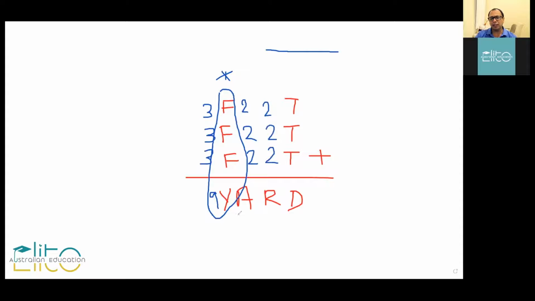I will not write the values of ARD as yet because I'm still working it out. I'm not sure whether I want any carryovers or not. Now let's look at the value for T. Now I want T to be as big as possible because there is no restriction on the carryover here.